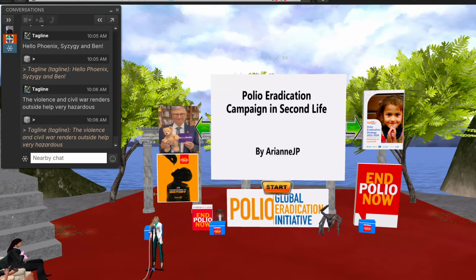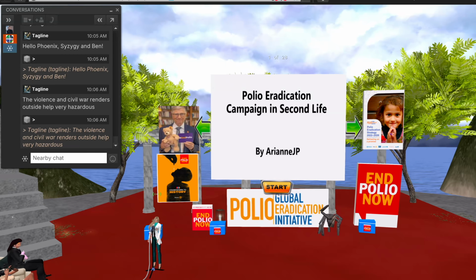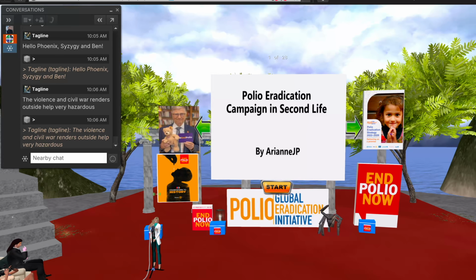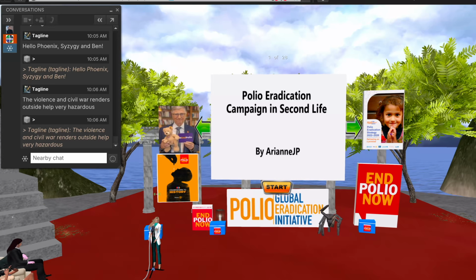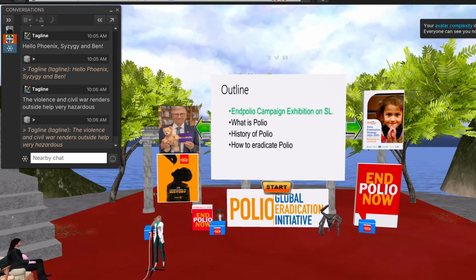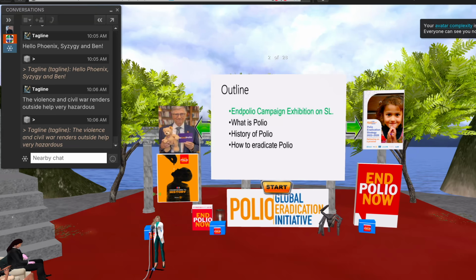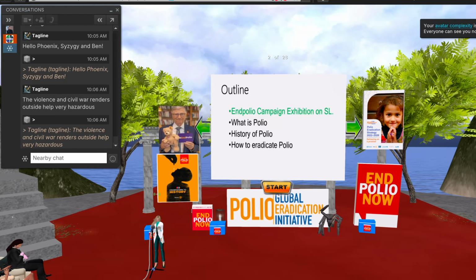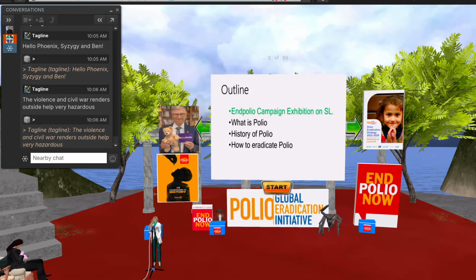With this in mind, I would now like to turn to the central theme of my presentation, one that concerns not only global health, but also the future of our children and the resilience of our societies. Today, I would like to share with you the exhibit I created in Second Life to support the eradication of polio. Although many of you may already be familiar with the topic, I will begin by briefly revisiting what polio is and how it has shaped its history.